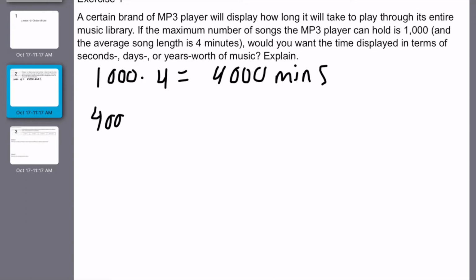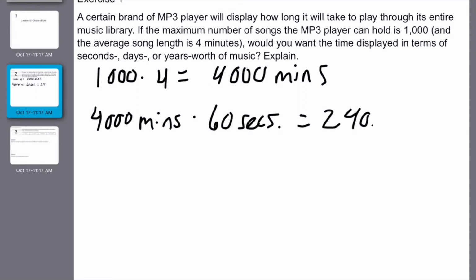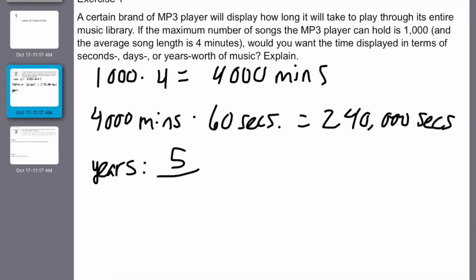4,000 minutes times 60 seconds. So that's going to come out to be roughly 240,000 seconds. I don't know about you, but that's not very convenient. And I know I already did this math for you when it comes to the amount of years worth of music. This comes out to be actually 5 over 57 years. Whoops, 57, not 77.